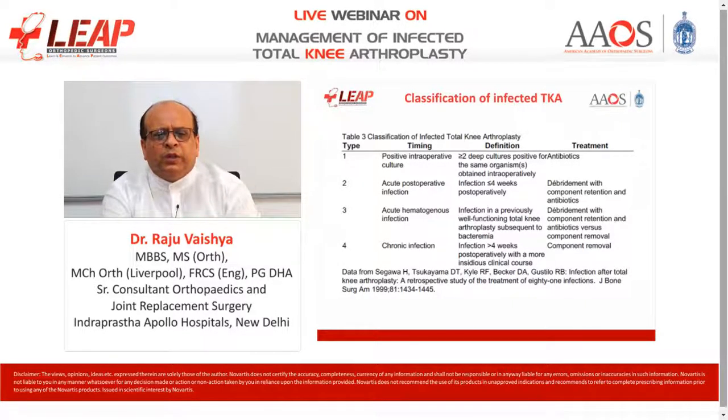In acute hematogenous infection, in a well-functioning total knee arthroplasty subsequent to bacteremia from other sites like urinary tract or respiratory tract, debridement and retention of the component, if adequately fixed, with antibiotic cover, are usually successful. However, chronic infection, that is infection more than 4 weeks postoperatively, with a more insidious clinical course, usually does not respond to these conservative measures and requires revision of the prosthesis by component removal and subsequent reimplantation in single or second stage, or some other procedures like arthrodesis.